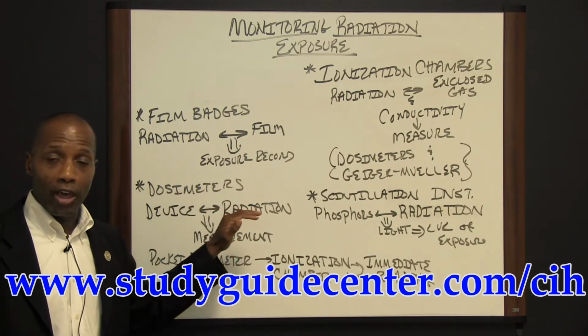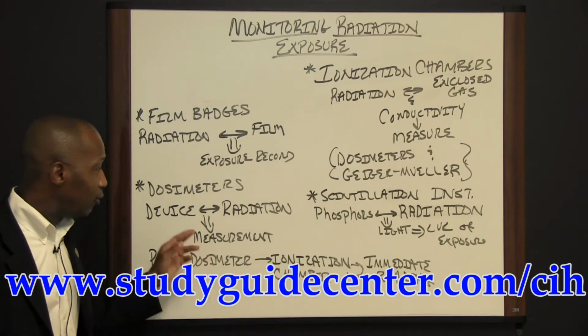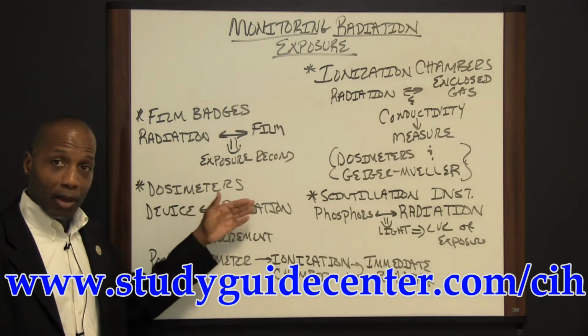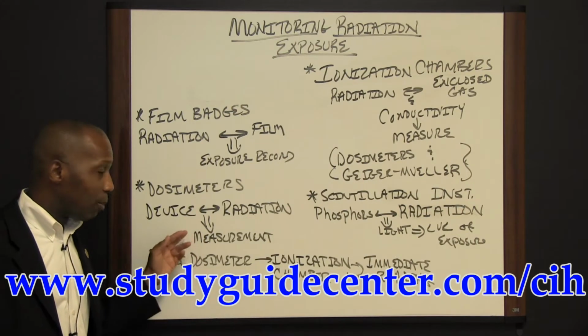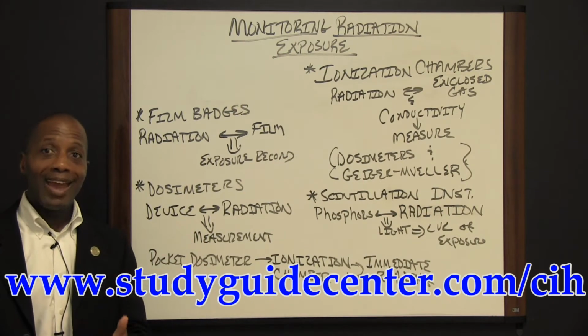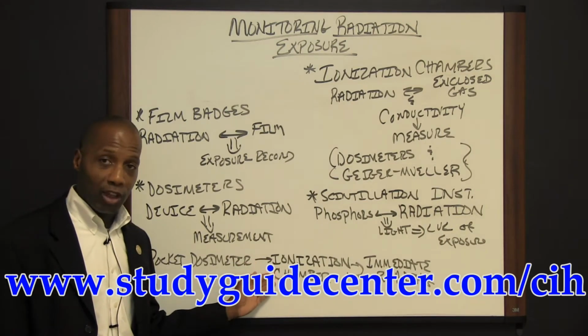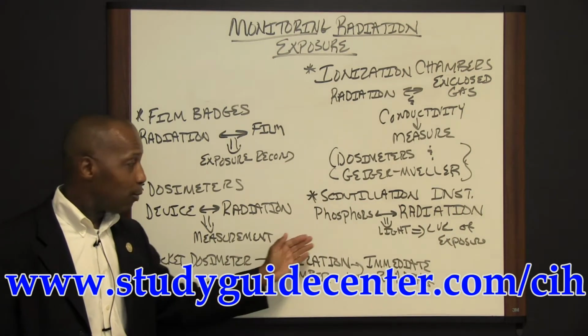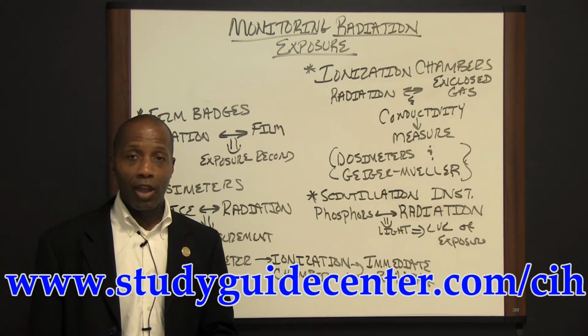Dosimeters work in the same way. They are also worn by the person, and these devices, when they become exposed to the radiation, there's a reaction and thereby measurement. In the case of pocket dosimeters, they come with an ionization chamber which is able to produce immediate readings of exposure levels of ionizing radiation.